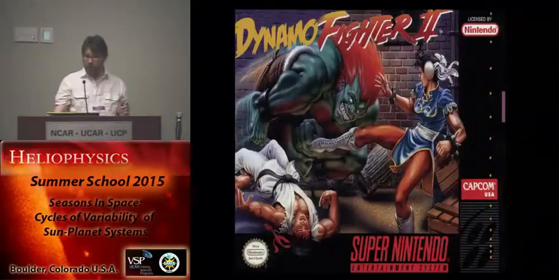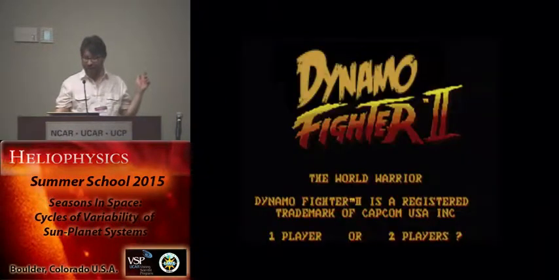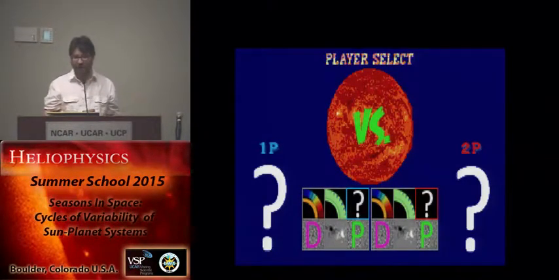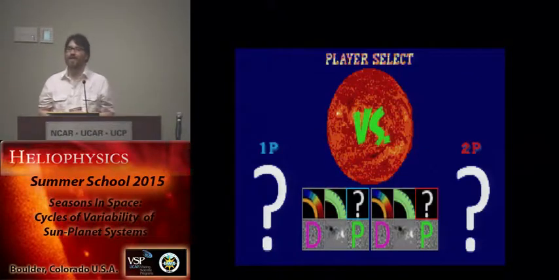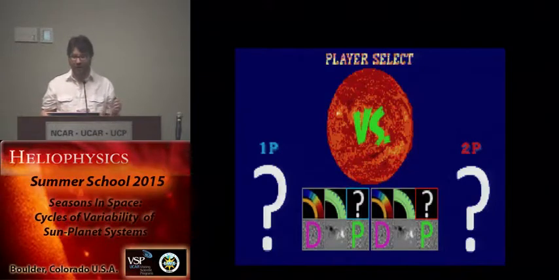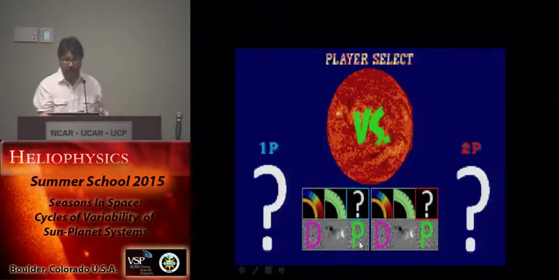So when you got your last copy of Dynamo Fighter 2, right, for your Super Nintendo, and then you load it up, and you choose 2 players, and you go to the selection screen, okay? You have here all the ingredients that I mentioned: the differential rotation, meridional flow, turbulent diffusion, your poloidal twist, and your turbulent pumping.